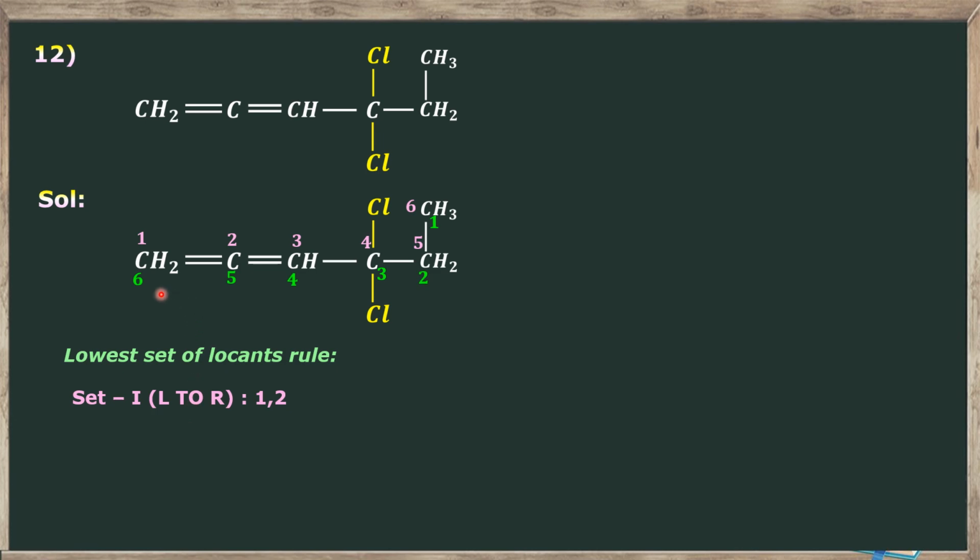Set 1 locants, that is 1 comma 2. It means that the first and the second carbon atoms are bearing the double bonds. From right to left, fourth comma fifth carbon atoms are bearing the double bonds. Let us compare these two sets of locants term by term. So at the first point of difference, 1 is less than 4. That means set 1 is the correct way of numbering. So from left to right is the correct way of numbering.